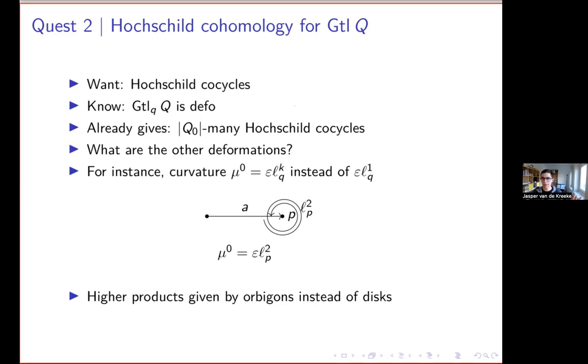Now, what are all the other deformations? What are the other Hochschild cocycles? I need to finish within a few minutes. Is that right, Frank? Yes, that's right. Thanks. I will try that.